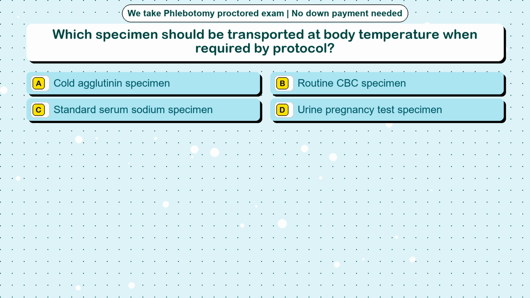Which specimen should be transported at body temperature when required by protocol? Option A. Cold agglutinin specimen. Option B. Routine CBC specimen. Option C. Standard serum sodium specimen. Option D. Urine pregnancy test specimen.